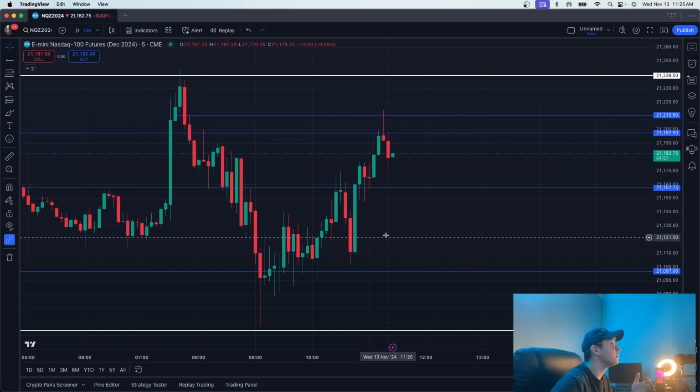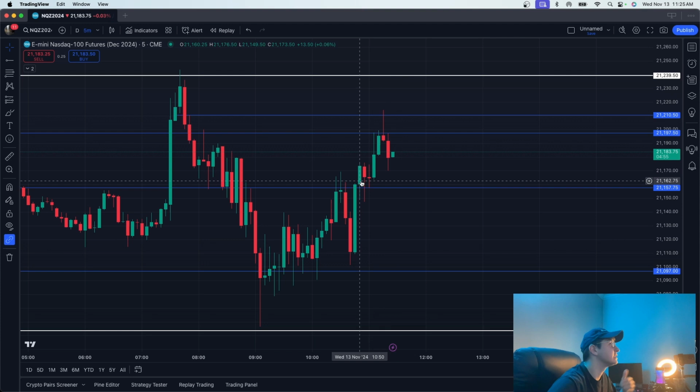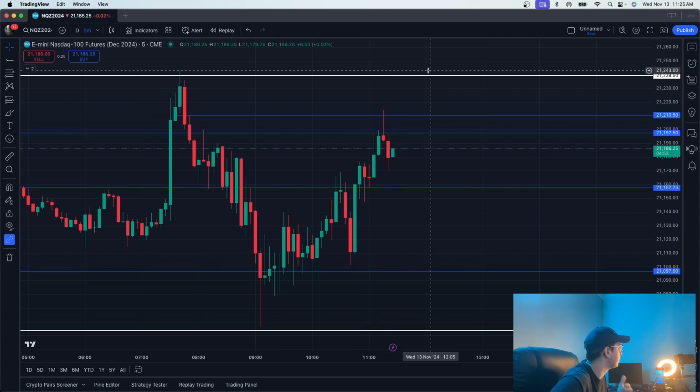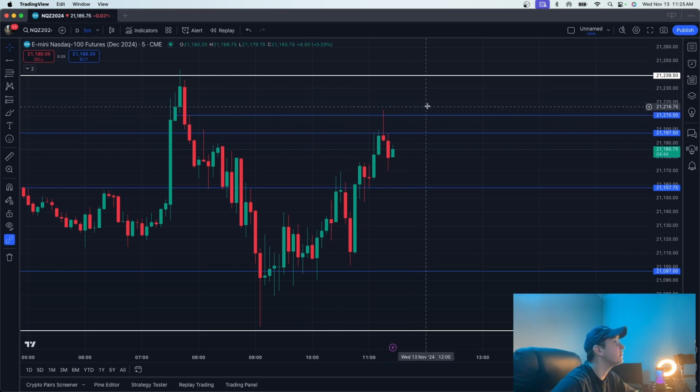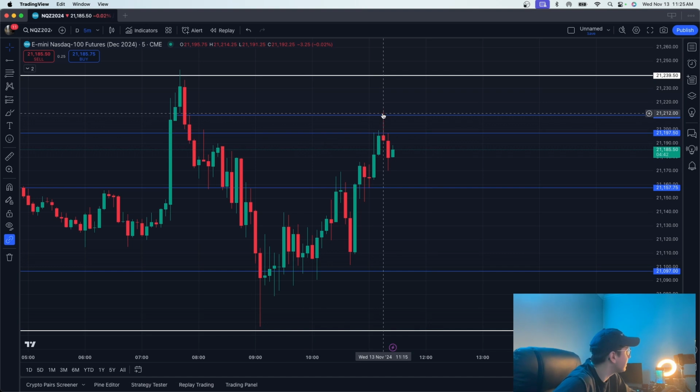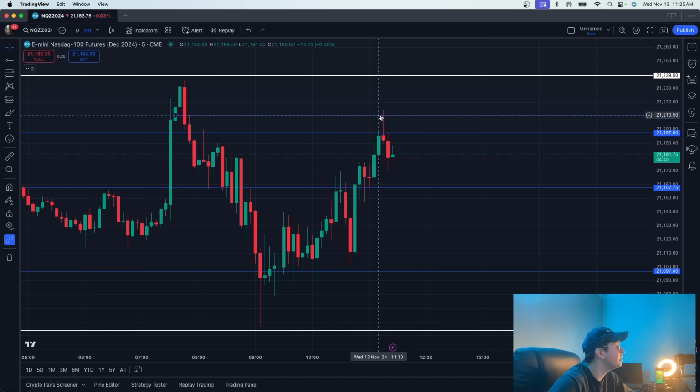I want to buy where people are selling. I want to sell where people are buying, in the overall trend direction. Okay, guys? Doing this will help you identify your entries and your exits, your stop losses, and make sure you don't get wicked out every single time. Because when you get wicked out every single time, that's probably pretty annoying.